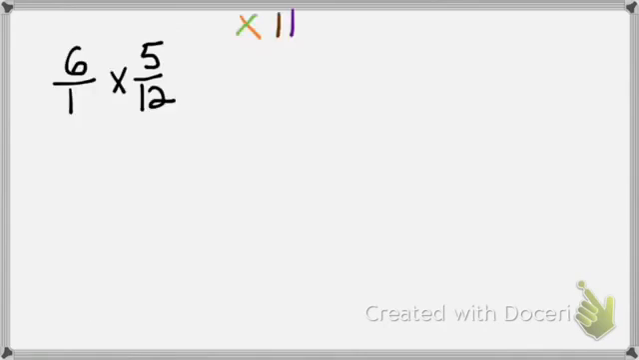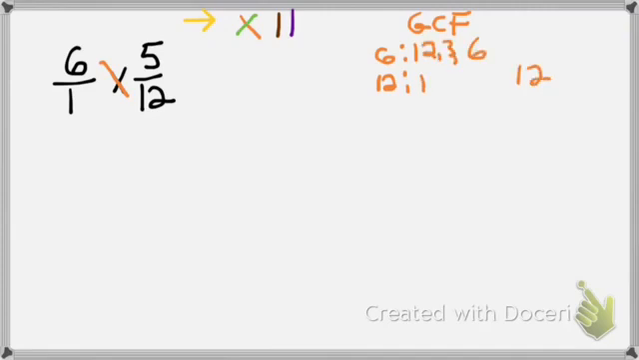And once again, multiplying fractions, I use my X11 strategy. So the first part will be the orange part of my X, 6 and 12. Let's find the GCF of both 6 and 12. 1 and 6, 2 and 3, that's it. 1 and 12, 2 and 6, 3 and 4, that's it. I see a 6 and a 6, that's my GCF. So I'm going to go ahead and divide both of them by 6. 6 divided by 6 is 1. 12 divided by 6 is 2. I'm done with the orange portion.